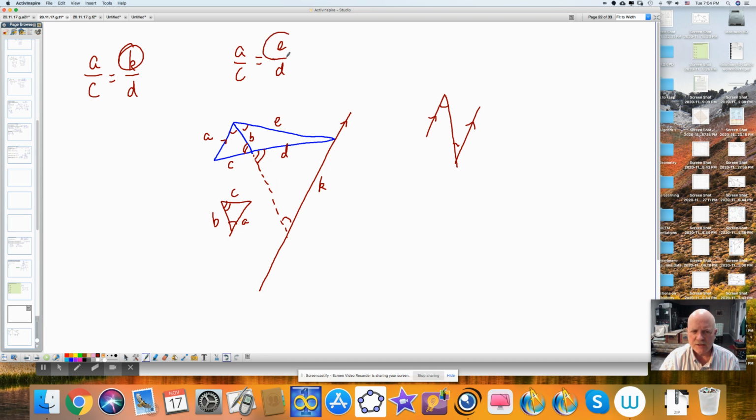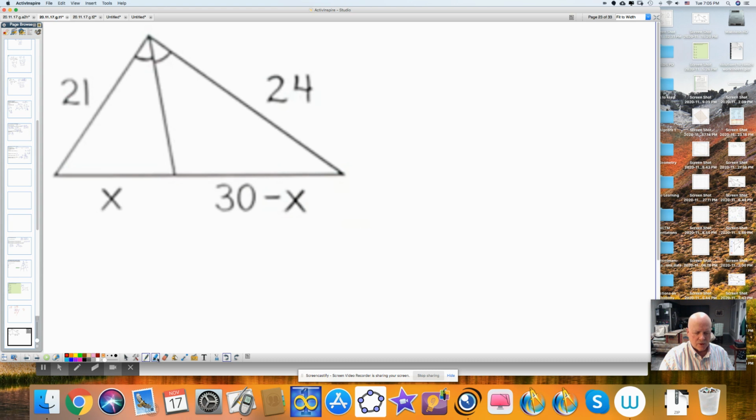If I can show that K is the same as E, then I will have proved my angle bisector theorem. Well, look, this large triangle here is isosceles. The base angles are the same, so this side has to be the same as this, which means K is equal to E. So I have A is to C as E is to D. And now we're going to show you a problem using this particular theorem.